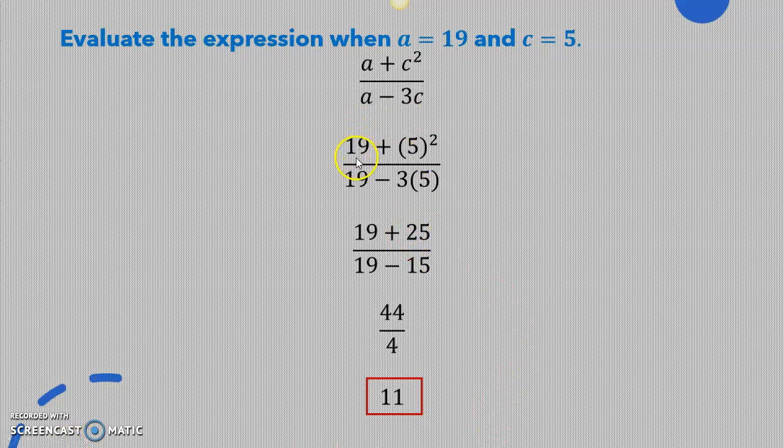Doing that gives us 19 plus 5 squared over 19 minus 3 times 5. Then we can do our math. We have 5 squared, which is 25, and then we have 3 times 5, which is 15. Then we can add the top to get 44, subtract the bottom to get 4. Then we can simplify 44 divided by 4 to give us 11.